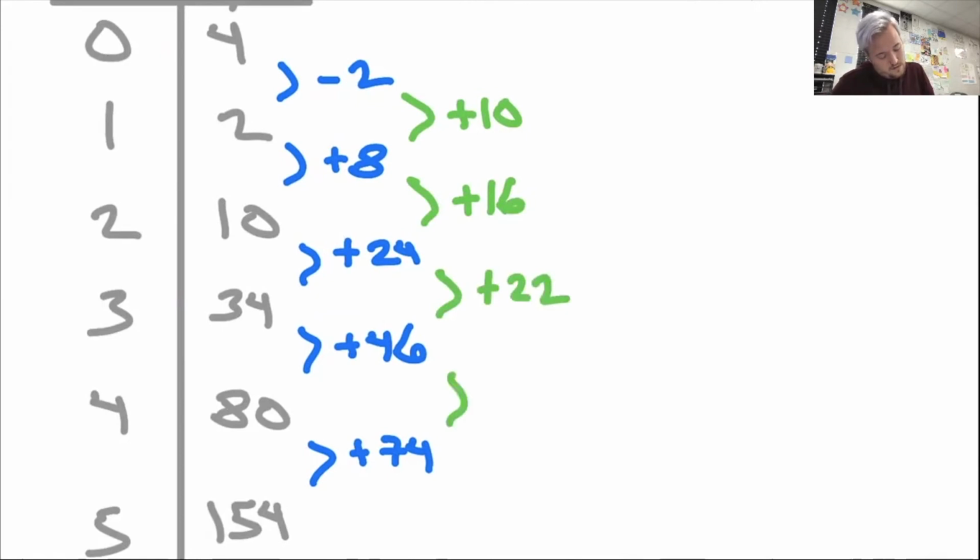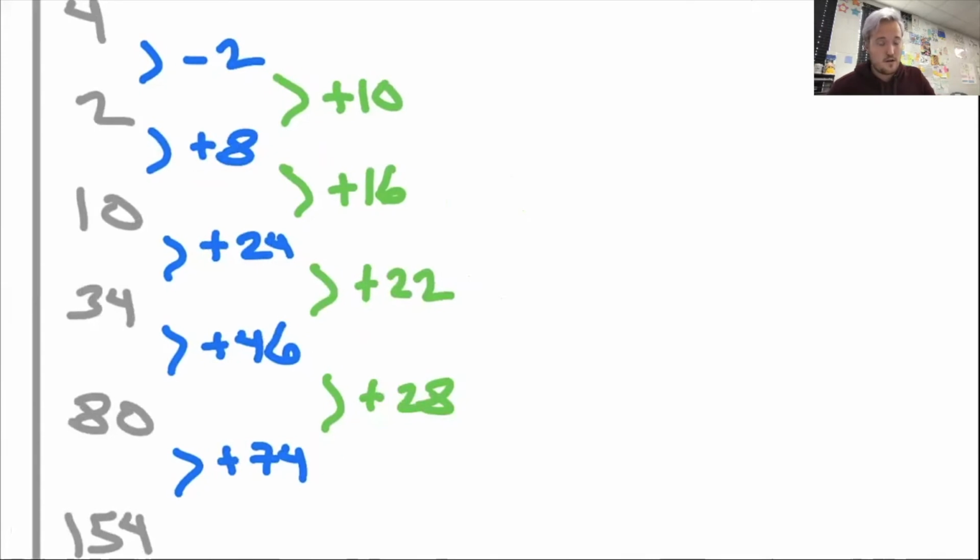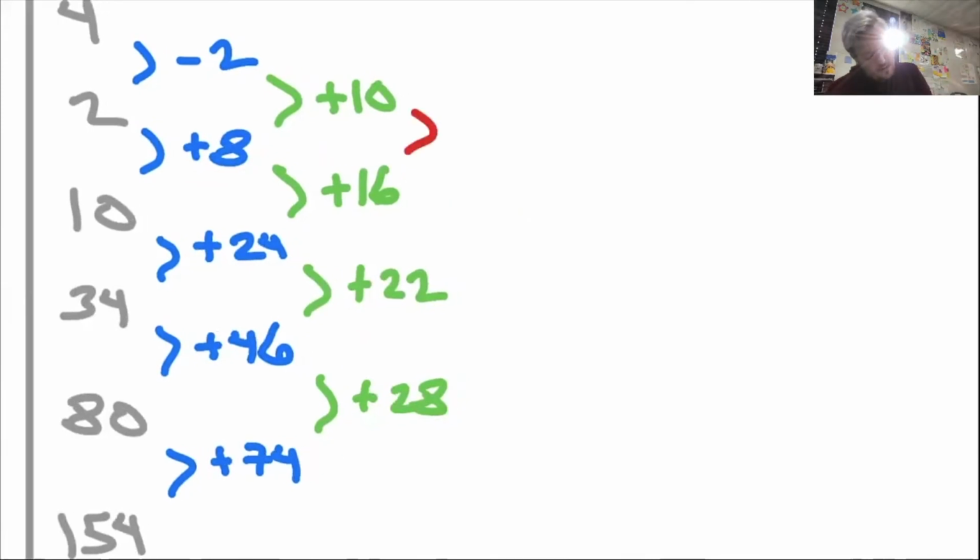And then that is 28. I believe so. Let me double check because math is hard. Yep. All right. And that's the second difference. Still no go. We need a clear, consistent change in that last column. So I'm going to go again.